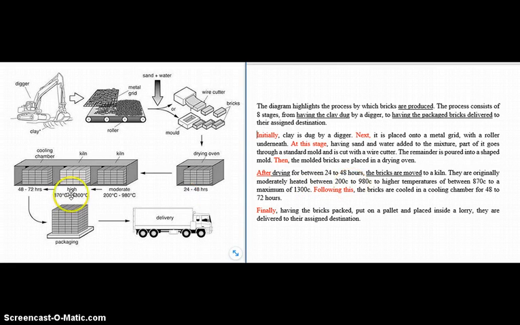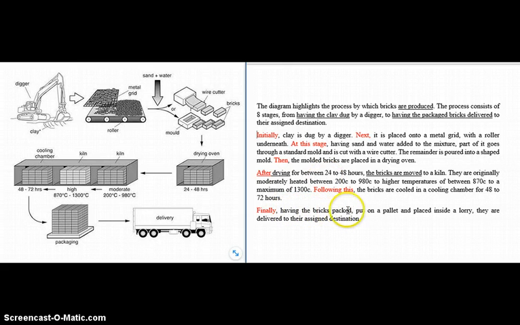Following this, so again, the next stage, following this with my comma, the bricks are cooled in a cooling chamber for 48 to 72 hours. And again, I've used the information given in the diagram. Finally, so we're talking about the final stages of the process. Finally, having the bricks packed, I'm using this structure again with have or having plus the object plus the past participle.